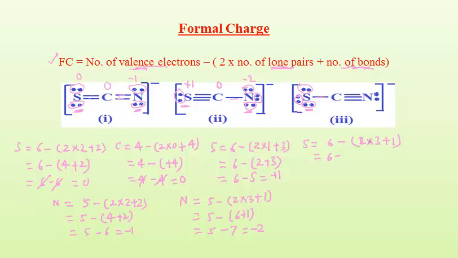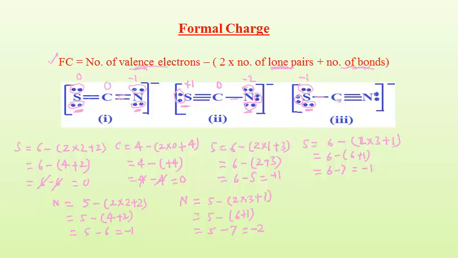Well, 6 minus 2 multiplied by 3 is equal to 6. Here we have plus 1. Now we can do the calculation further. 6 minus 6 plus 1, here we get minus 1. Well, the formal charge over this sulfur atom is minus 1.